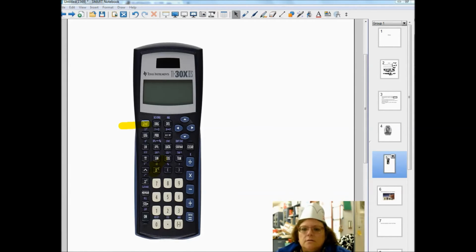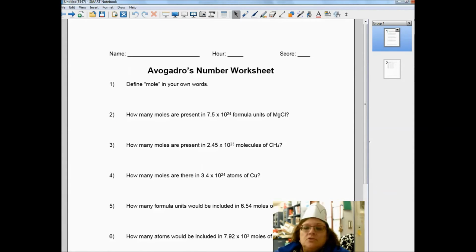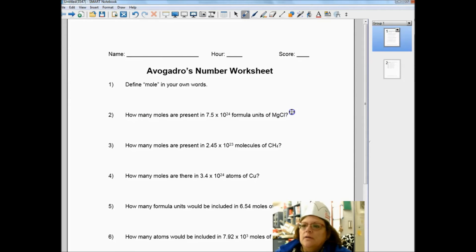Look at this worksheet, the Avogadro's number worksheet. First of all, define mole in your own words. You can figure that out. Number 2, though, now we're going to start doing some calculations. How many moles are present in 7.5 times 10 to the 24th formula units of magnesium chloride? That should be MgCl2. By the way, that is a horrible typo that I'm going to need to fix.